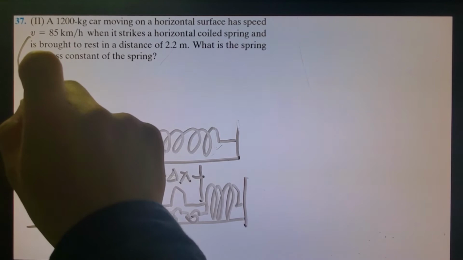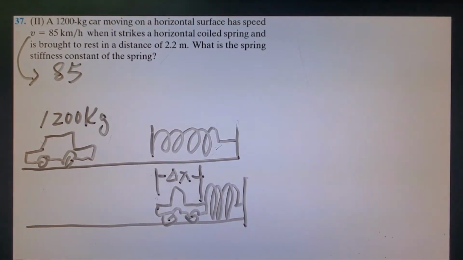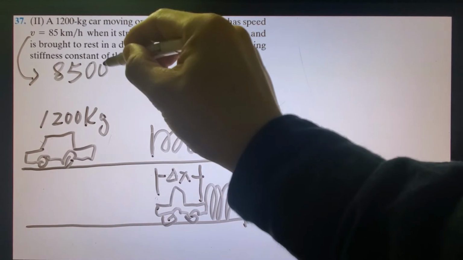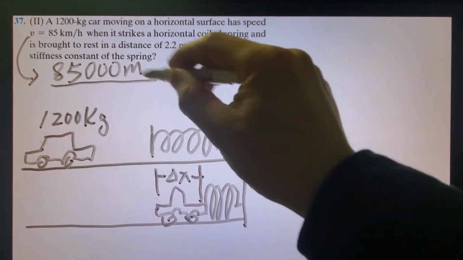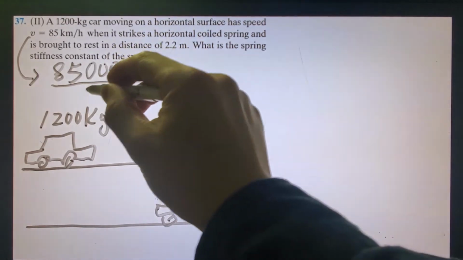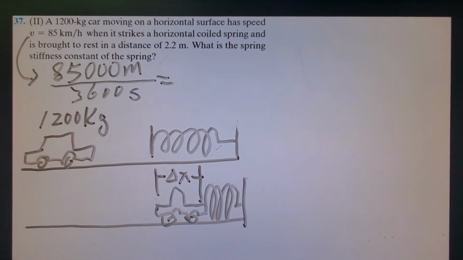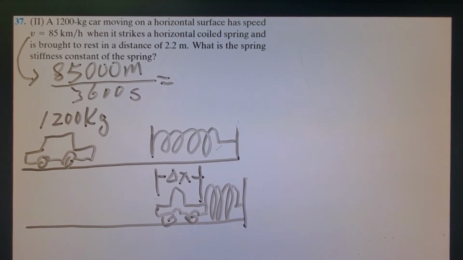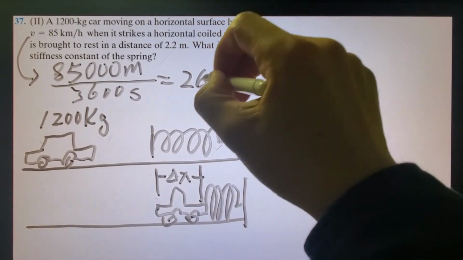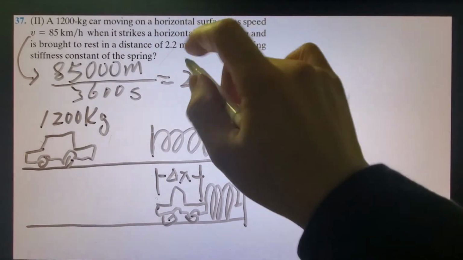What is the kinetic energy at the beginning? Well, the velocity is 85 kilometers per hour. That means that many meters per hour, and 1 hour has 3600 seconds. So the first thing is I will convert the velocity into a standard unit. I don't like kilometers per hour. The standard unit will be meters per second. So I have 85000 divided by 3600, which is 23.6 meters per second.